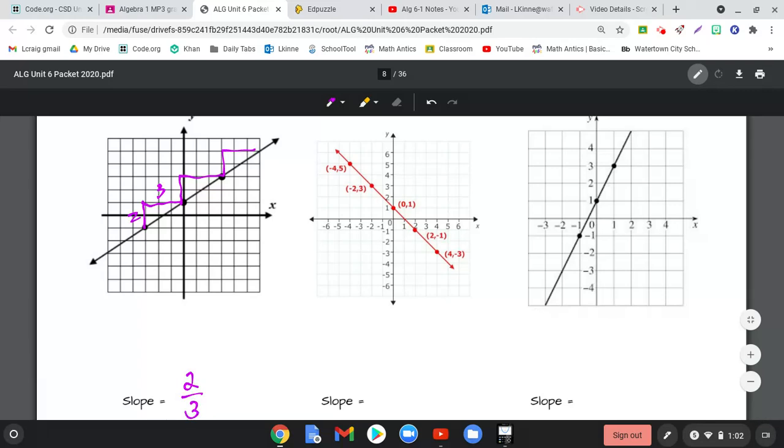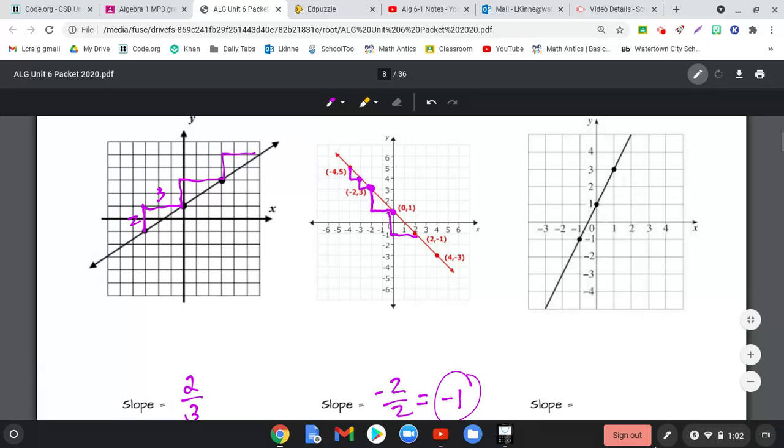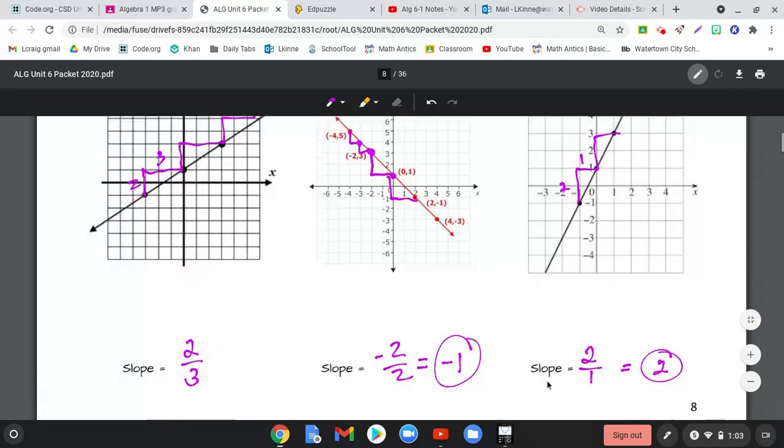This next one, let's just grab these 2 points. Down 2 over 2, down 2 over 2. So it's negative 2 over 2, which simplifies to negative 1. So that means if you go down 1 over 1, you're still on the line. Okay, so simplify that too. All right, last slope is positive. We're going up 2 over 1, up 2 over 1. So it's 2 over 1. What's 2 divided by 1? Plain old 2. You can write it either way.